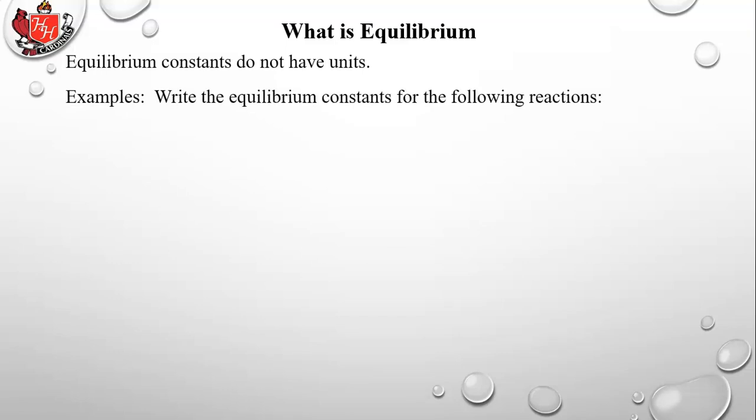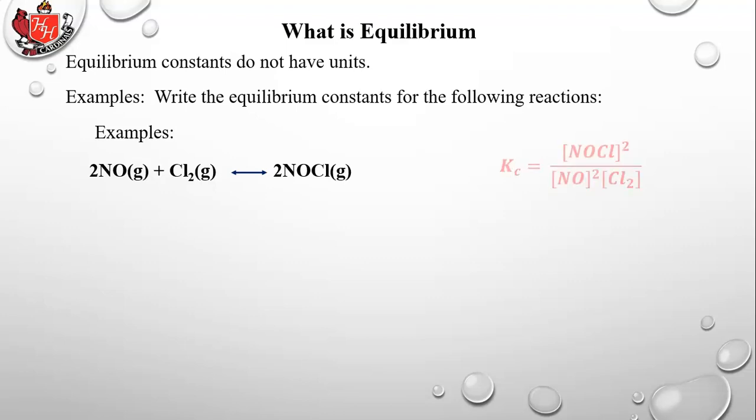So equilibrium constants do not have units. Examples: write the equilibrium constants for the following reactions. So how about that? Go ahead and do that. Pause the video. I'm going to continue on, but you pause the video. Try to do that, or at least do it in your head. And this is what you get. The equilibrium constant is the product over on the right. That goes on top. You use the coefficient as the exponent. The reactants on the left, 2NO, that becomes the concentration of NO squared. And the chlorine molecule is Cl2.